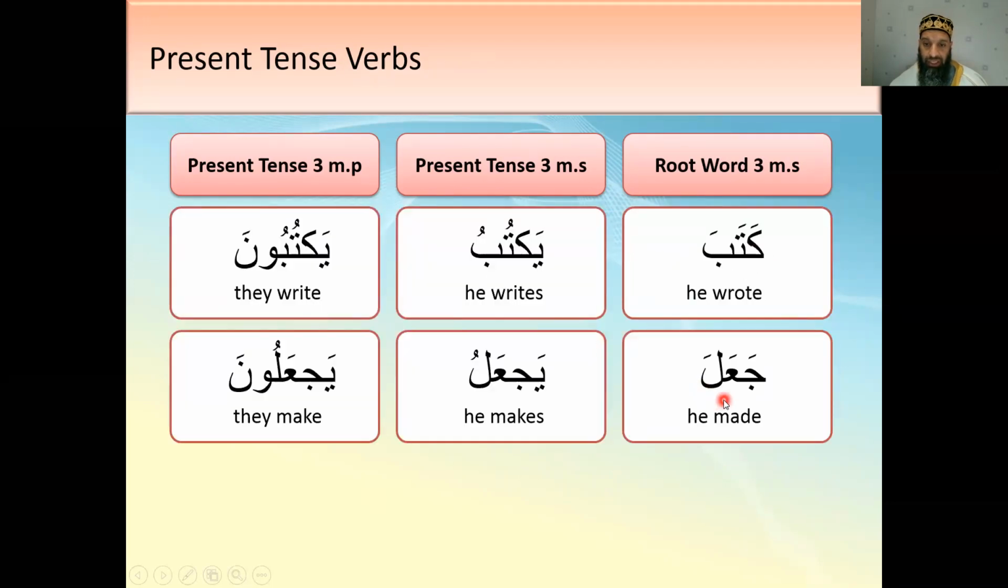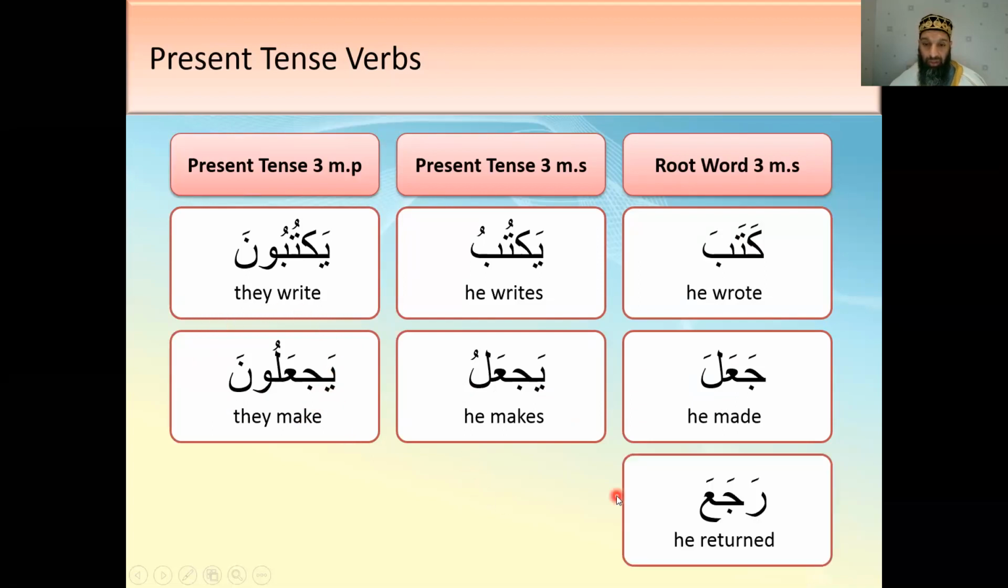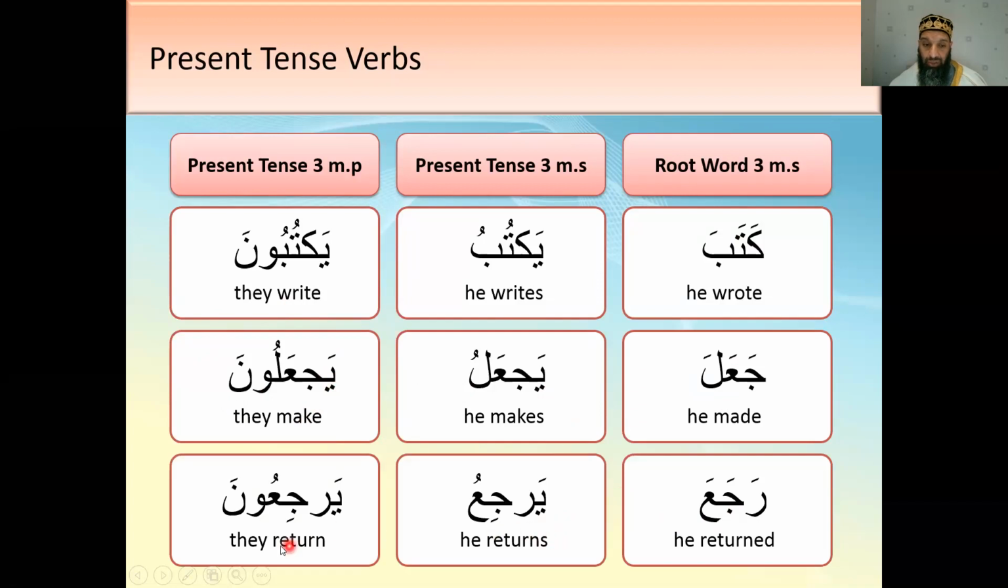So I just put ja'ala here. Ja'ala, yaj'alu, yaj'aluna. And you might be thinking yes, this comes in the Quran a lot. Raja'a, yarji'u, yarji'una. And this slide highlights that sometimes this third letter has a dhamma, sometimes a fatha, and sometimes a kasra.